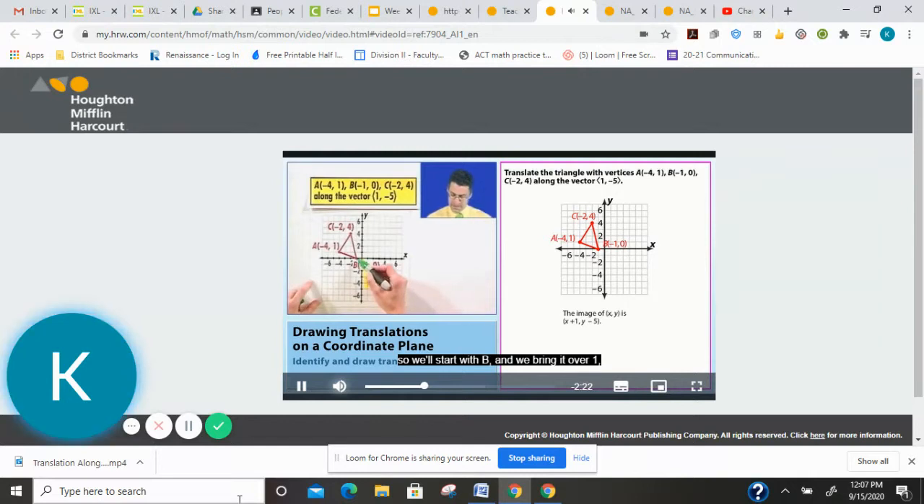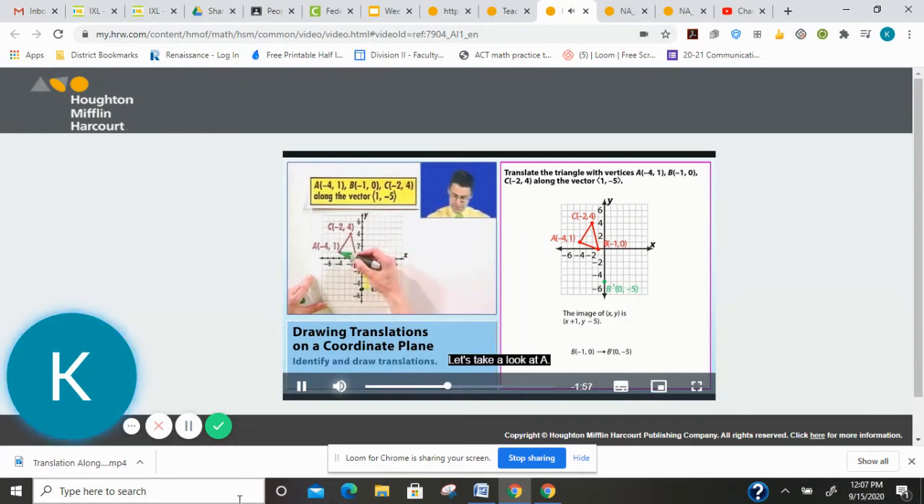So we'll start with B, and we bring it over 1, so 1 unit to the right, and then 5 down. 1, 2, 3, 4, 5. Put a point there, and that is B prime, the translation of B via this vector. See, because if you see that point there, we move 1 over to the right and 5 down. 1, 2, 3, 4, 5.